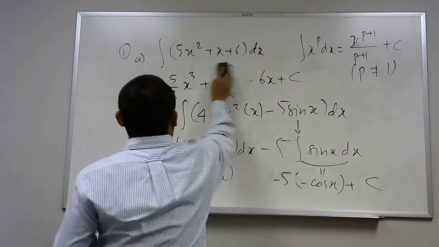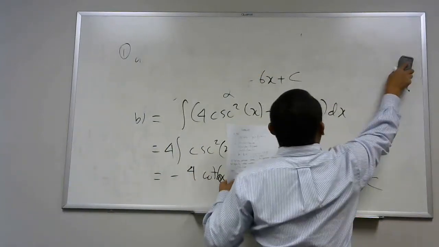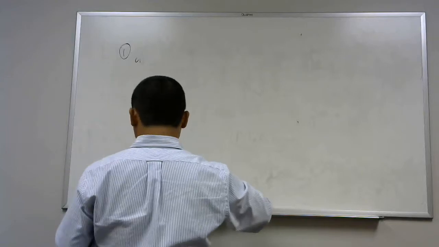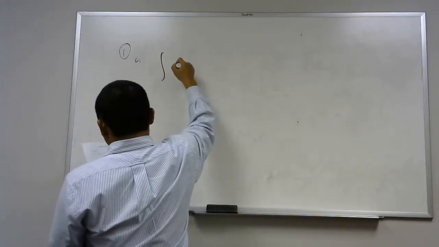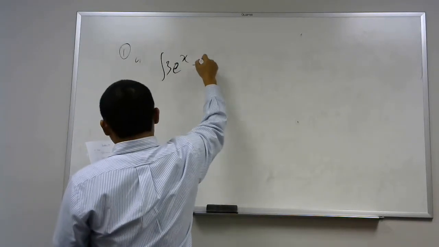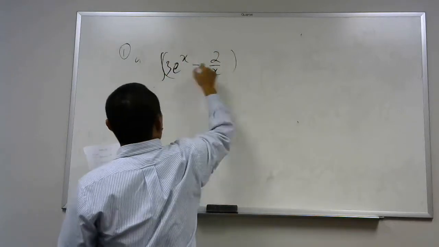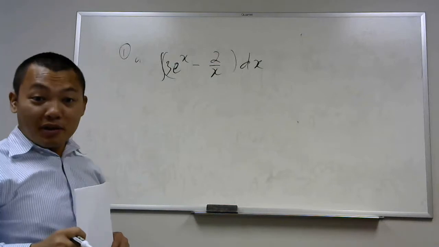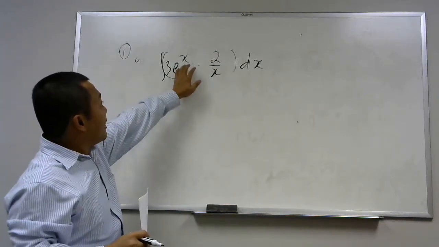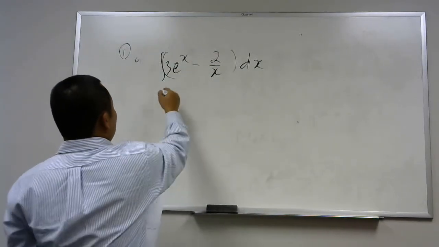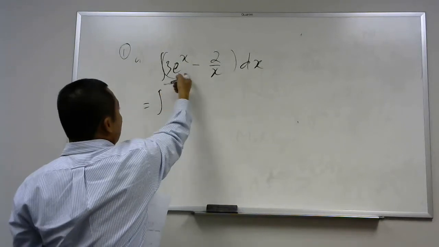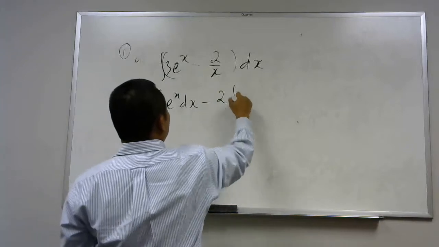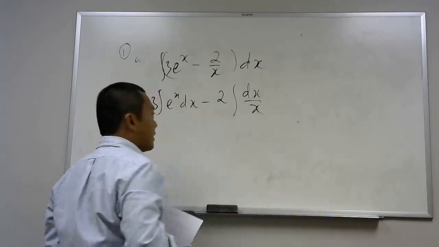The next integral is the integral of 3e to x minus 2 over x dx. So you have seen these integrals in the quiz. You have 3e to x minus 2 over x. So here I can break this integral into 2. So I have e to x dx and then minus 2 dx over x.